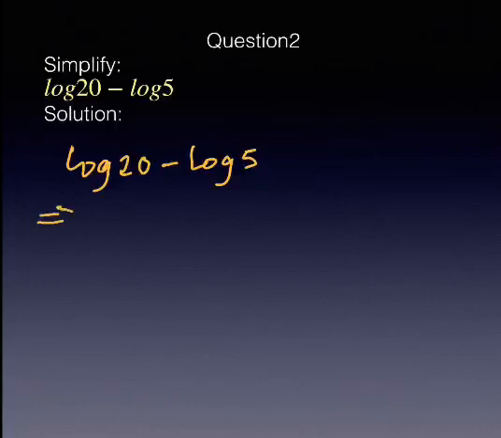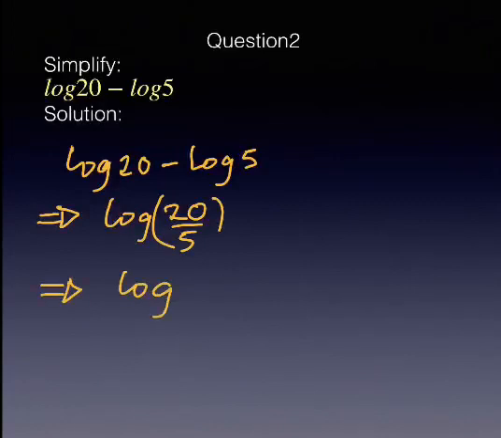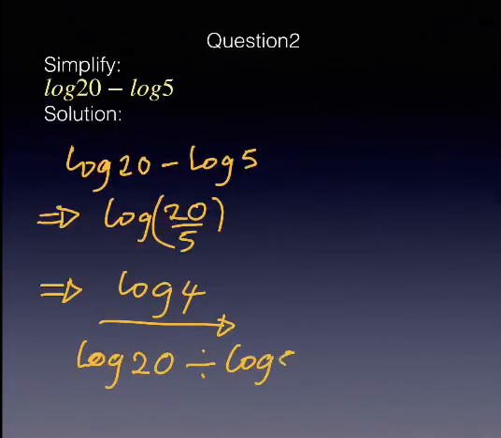This means that it can be changed to division form and become 20 over 5. That gives us log 4. That is the final answer. All right. And this law again is being abused in the following situation. For example, log 20 divided by log 5.